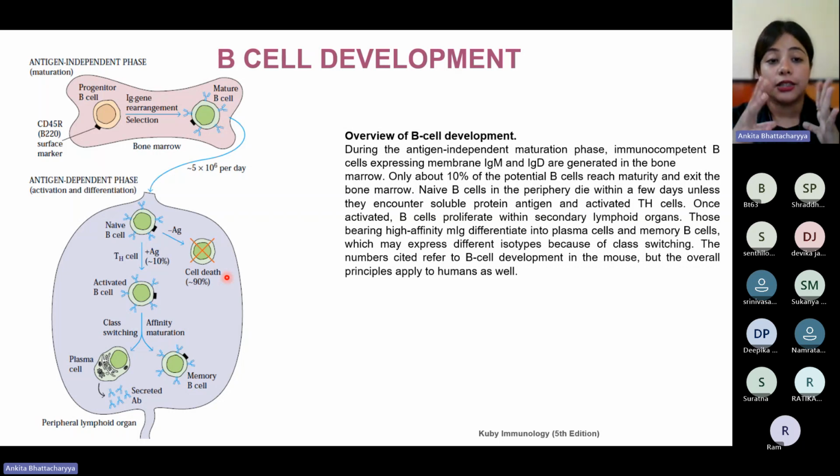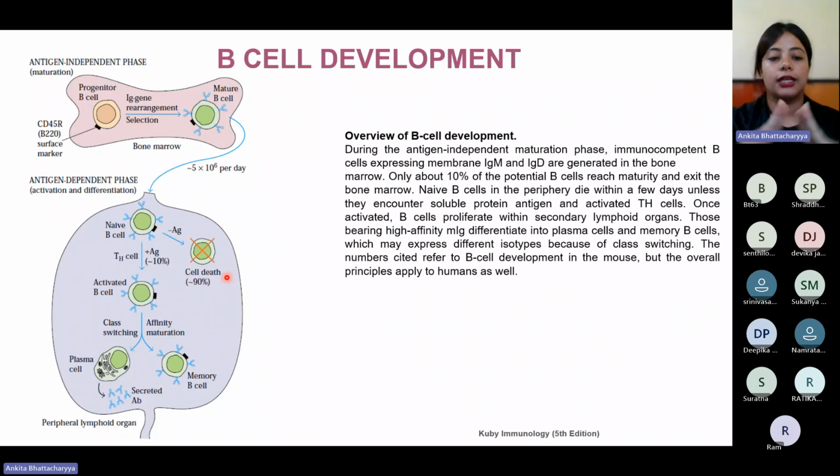On the other hand, the remaining 10%, which is a very, very small population, does encounter its antigen. When it does so, with the help of T helper cells, which, if we just revise, were present in the paracortical region of the lymph nodes, those T helper cells allow activation of the naive B cell into the activated B cell. So the naive B cell binds to its antigen and becomes an activated B cell.